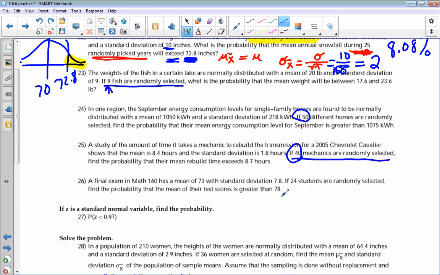Here, I only have 24, which is not greater than 30, but that the mean of these test scores is greater than 78. And we're going to use that it was normally distributed at that point, okay?